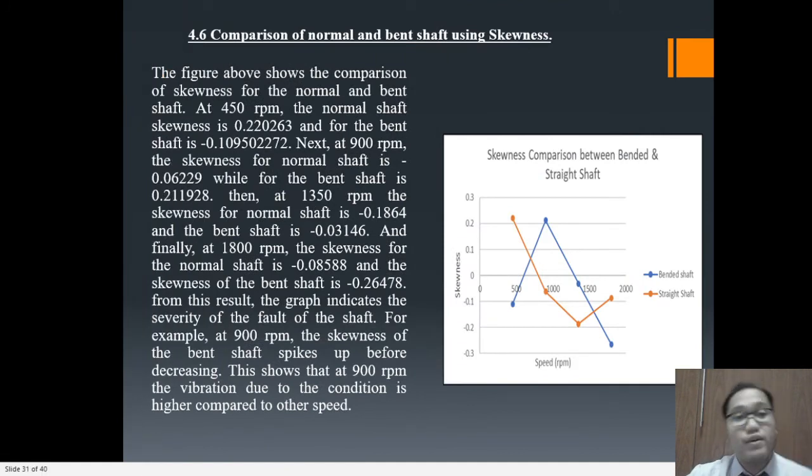Next is the comparison of normal and bend shaft using skewness. For the bend shaft, at 900 RPM, the skewness spikes up before decreasing. This shows that at 900 RPM, the vibration due to the condition is higher compared to the other speeds.